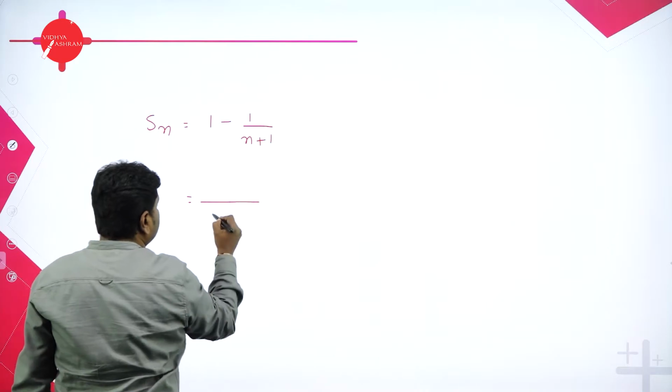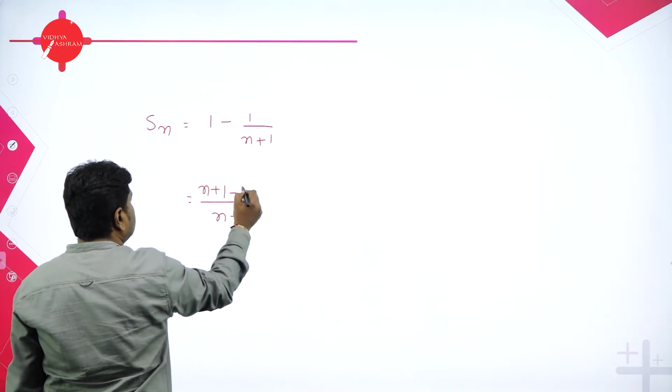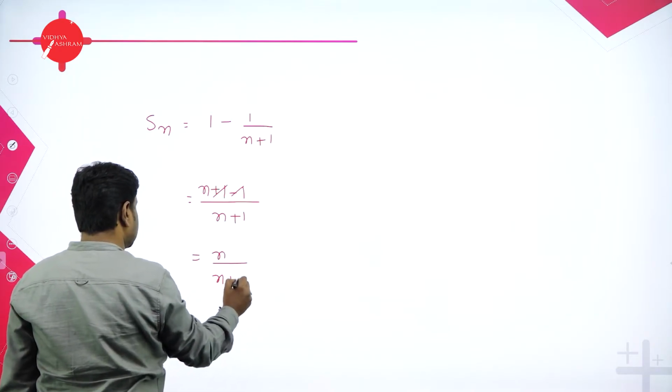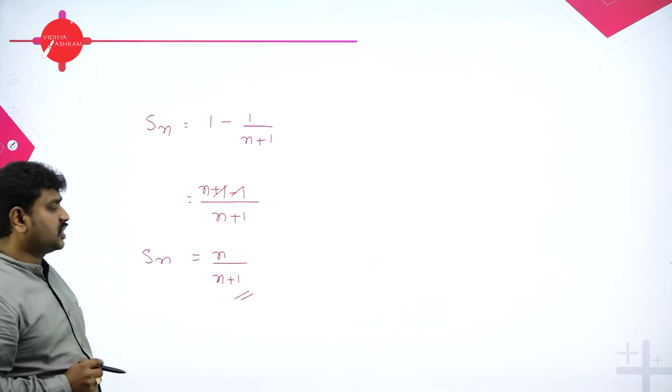Further, you can simplify. It will become n plus 1. n plus 1 into 1 is n plus 1 minus 1. So, plus 1 minus 1 cancels. It will be n by n plus 1. So, this is the summation. Hence, this is the answer. One of the interesting questions.